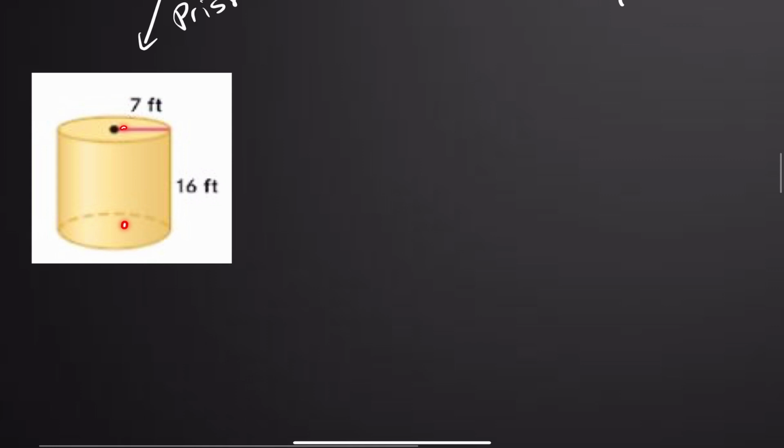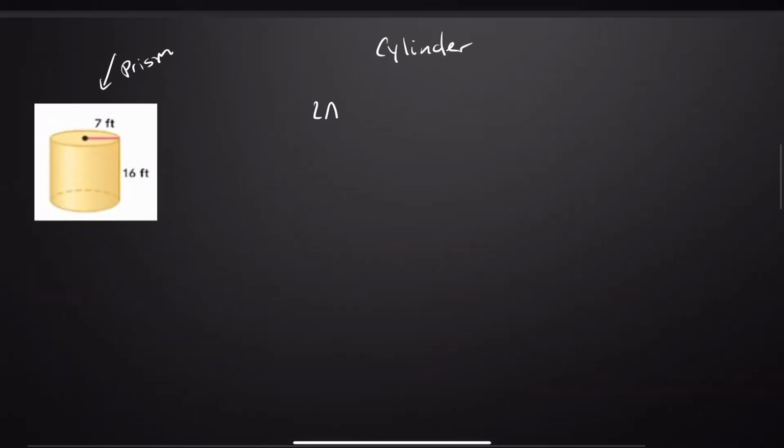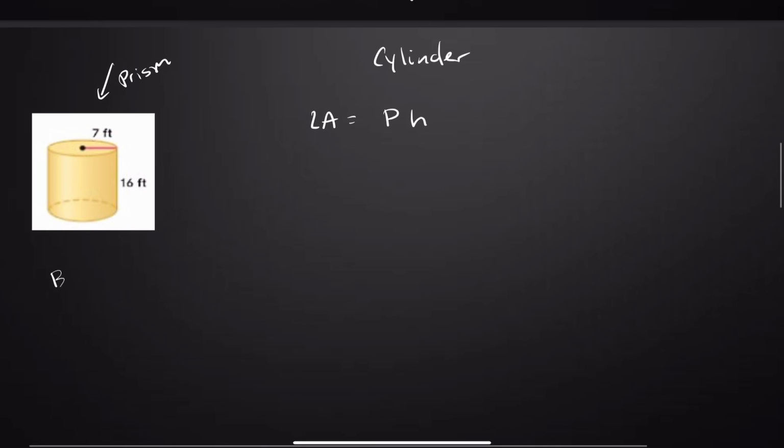Alright, so now what I want to go ahead and do is take a look at this cylinder here. And it's also a prism, by the way, because it has two faces that are parallel and congruent to each other, separated by this height, 16. So to find the lateral area, it's the perimeter of the base multiplied by the height of the prism. And the base of the figure is actually a circle.